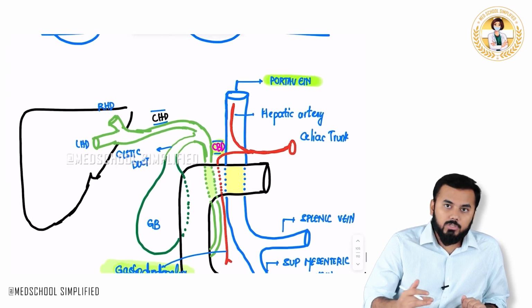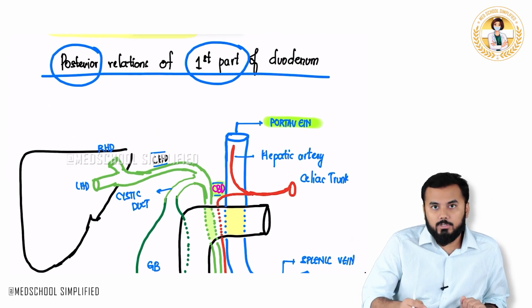So these are the structures which you need to remember regarding the posterior relations of the first part of the duodenum.